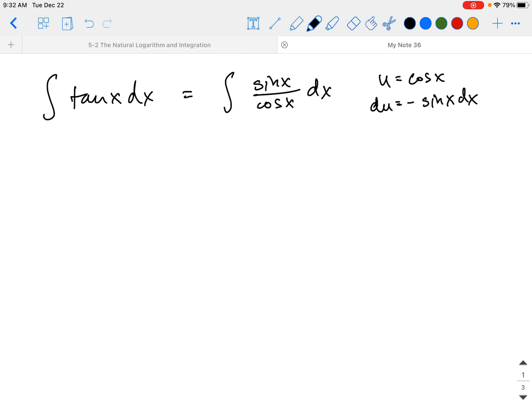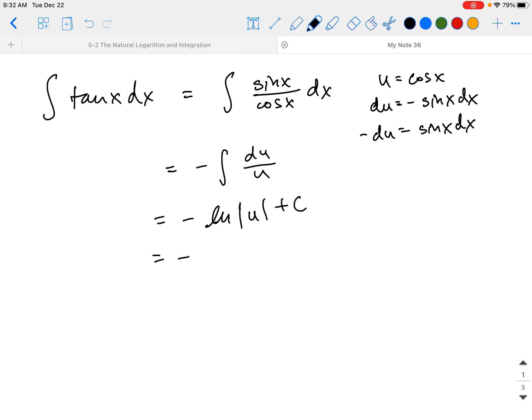So we're going to have this negative sign, so we'll just note that we'll be substituting sine x dx with negative du. So we're going to get negative integral du over u, which gives us negative natural log of the absolute value of u plus c. But u again is just cosine.